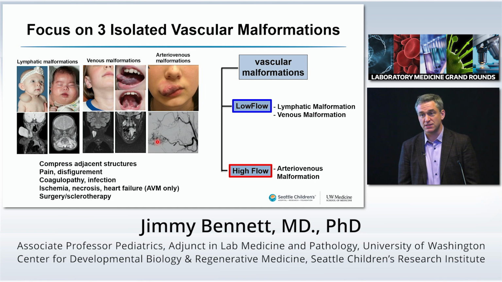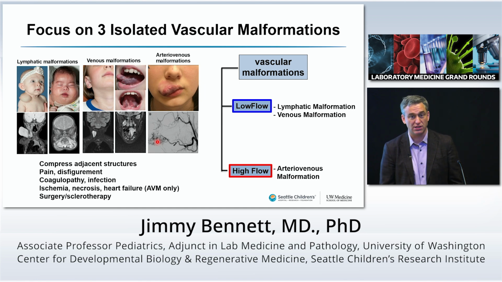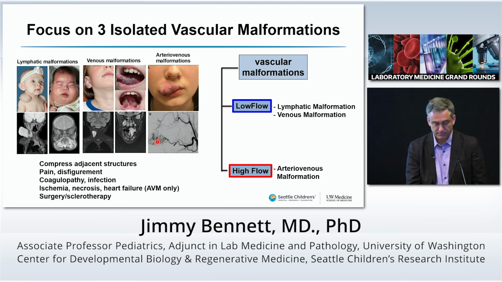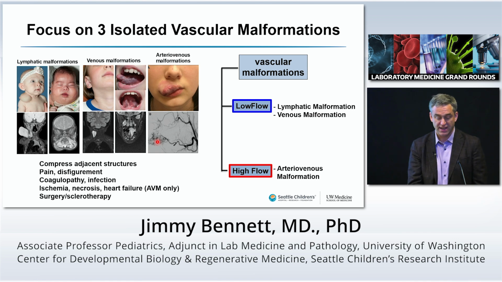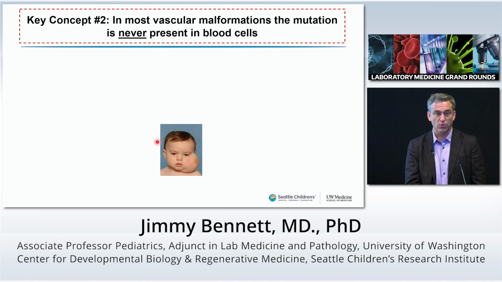And traditionally, the treatments have been surgical resection or sclerotherapy, which is where you inject some sort of a toxin into the lymphatic cyst or into the vein to cause the endothelial cells to die and sort of shrivel up. They don't generally run in families, and this is sort of the focus of VANSeq and the rest of my talk here. So a key concept, I've sort of gone through and listed the key concepts.